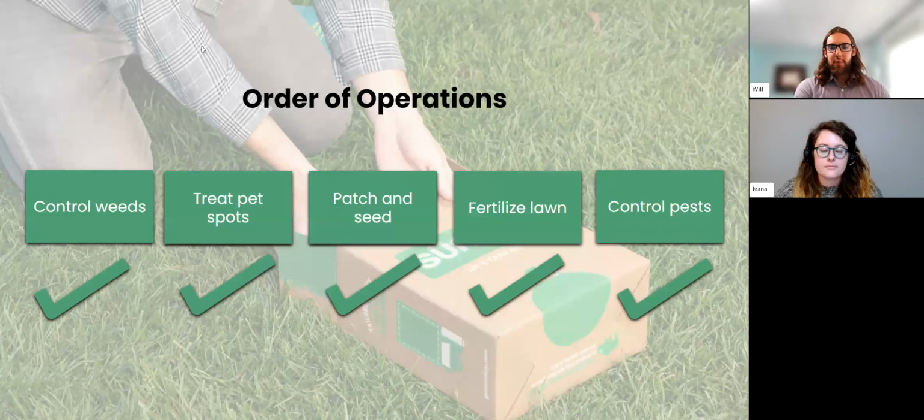So just taking a step back in terms of the general order of operations, right? With each custom lawn plan subscription, you receive this order of operations. What we recommend completing is first, controlling weeds, secondly, treating pet spots, thirdly, patching and seeding, fourthly, fertilizing the lawn, and then lastly, controlling pests.